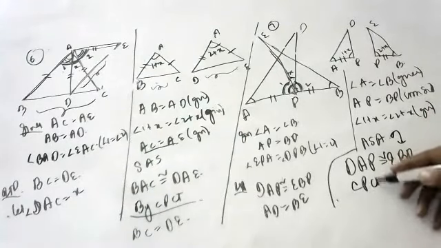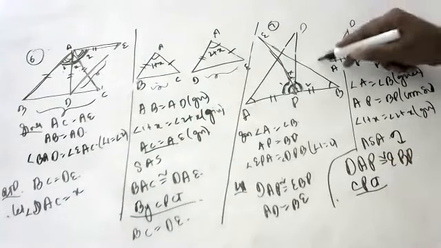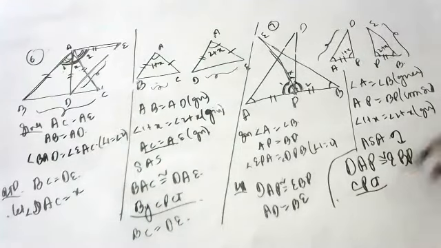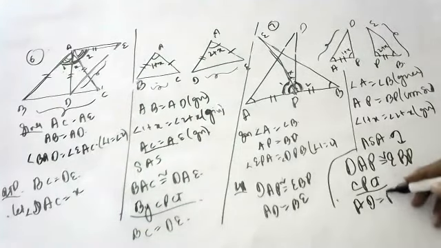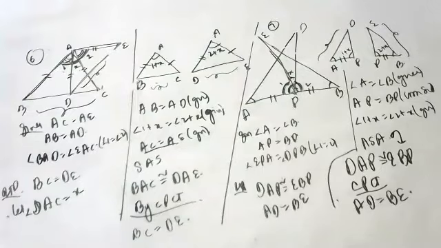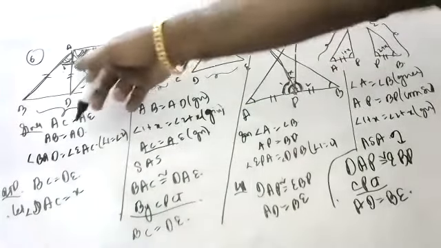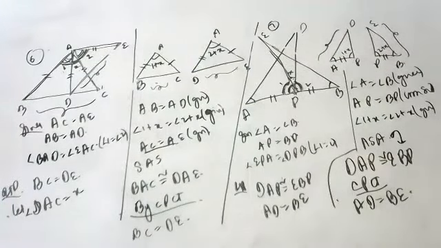By CPCT, what can we write? AD is equal to BE. Very, very important, children. Among this, anyone will compulsory come, because many of them don't understand why to take this X. Why to take this X, they will never understand. That's why it's very, very important, children. So you have to practice this, children.